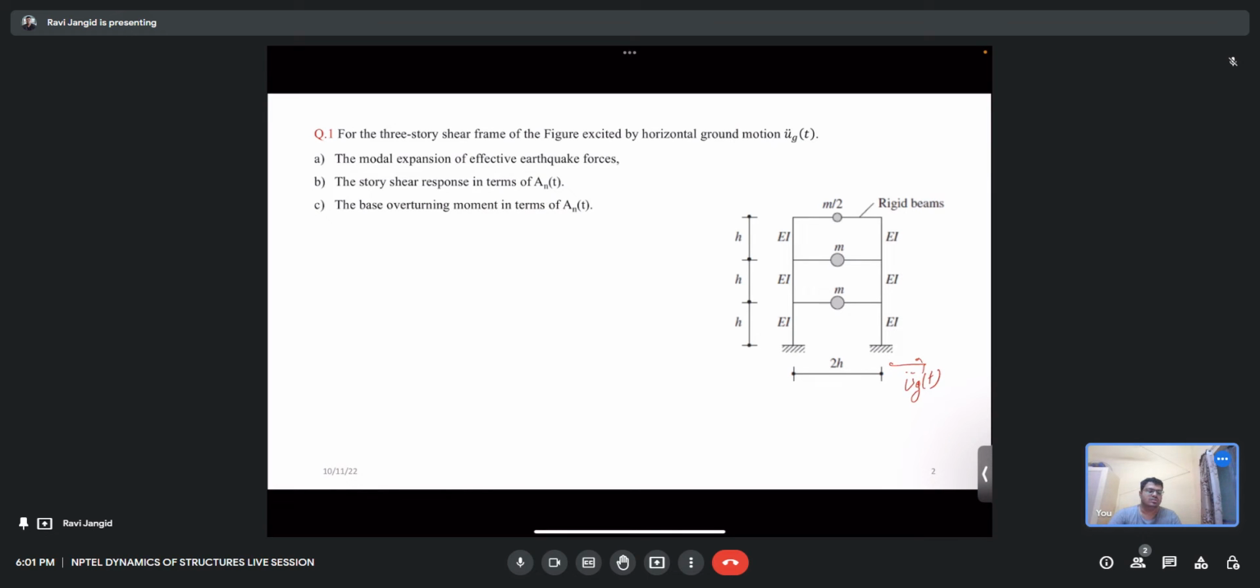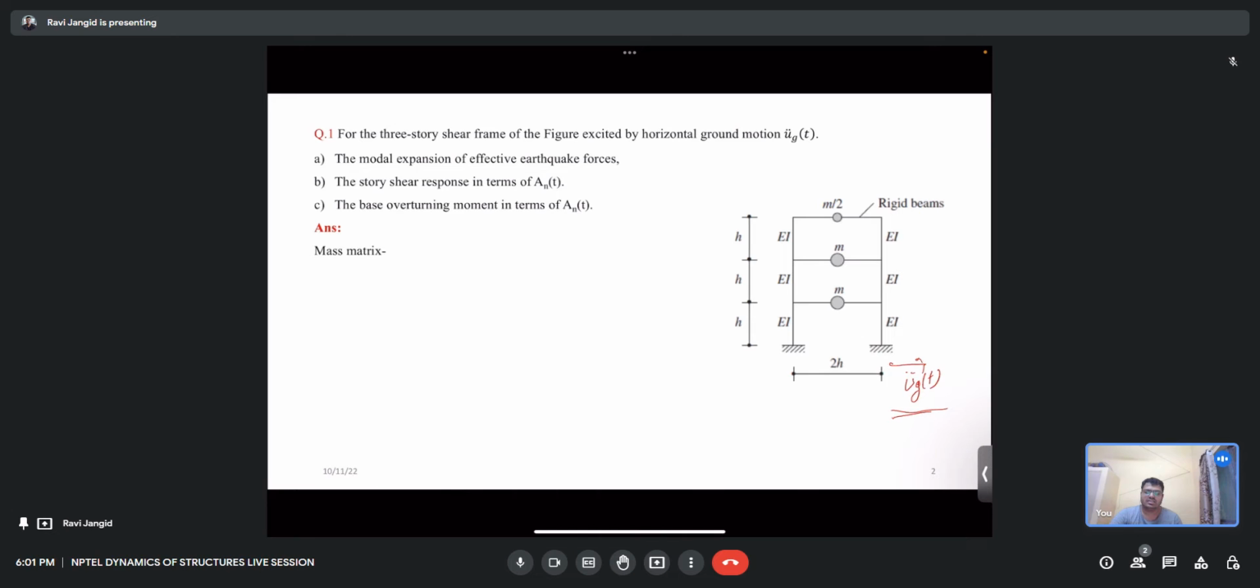If we apply the horizontal ground motion, we need to find the modal expansion of the forces, like how the force will be distributed in the modes. Then by using the modal expansions we can find the story shear as well as the overturning moment. For that multi-degree of freedom system, the first work is finding the mass matrix and stiffness matrix, then finding the eigenvalues and eigenvectors, and then we can look at what the other aspects are asking. Okay, so let us go one by one.